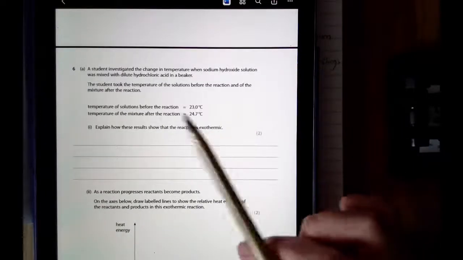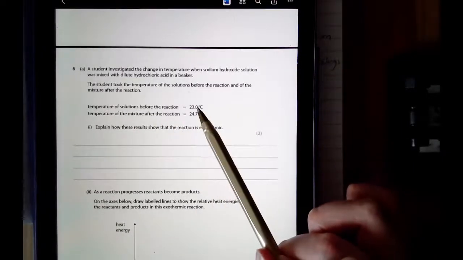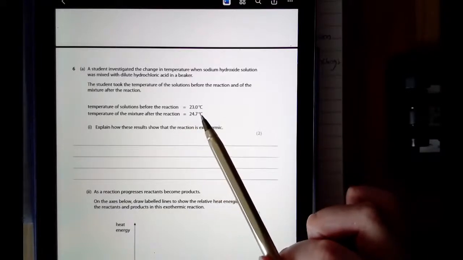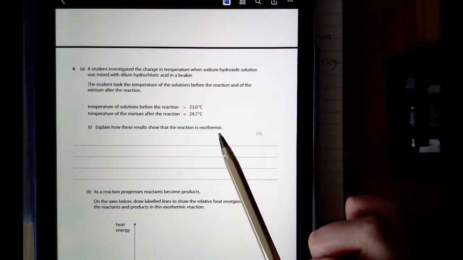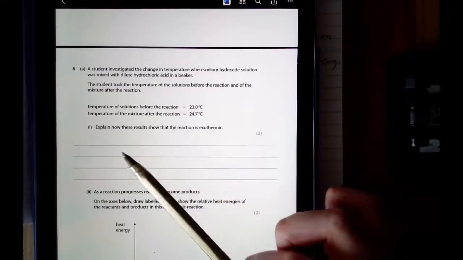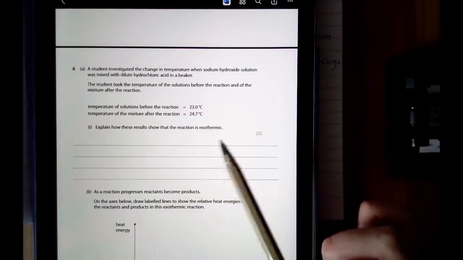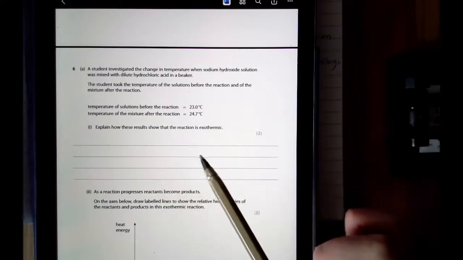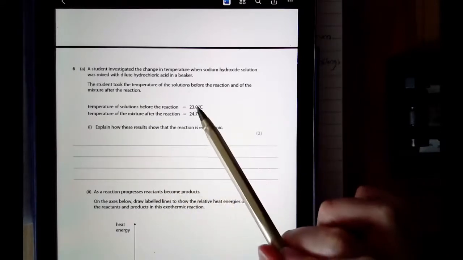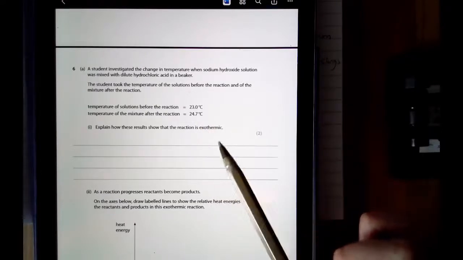Another question here, they tell you the temperature at the start is 23, the temperature at the end is 24.7. They want you to explain how these results show the reaction is exothermic. You would say there is an increase in temperature, therefore heat energy is being released. So the reaction is exothermic. So just mention the increase in temperature and say that heat is therefore being released.